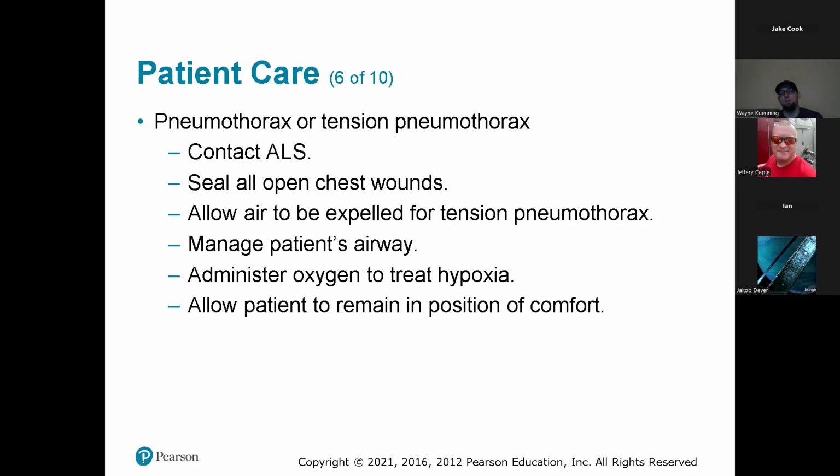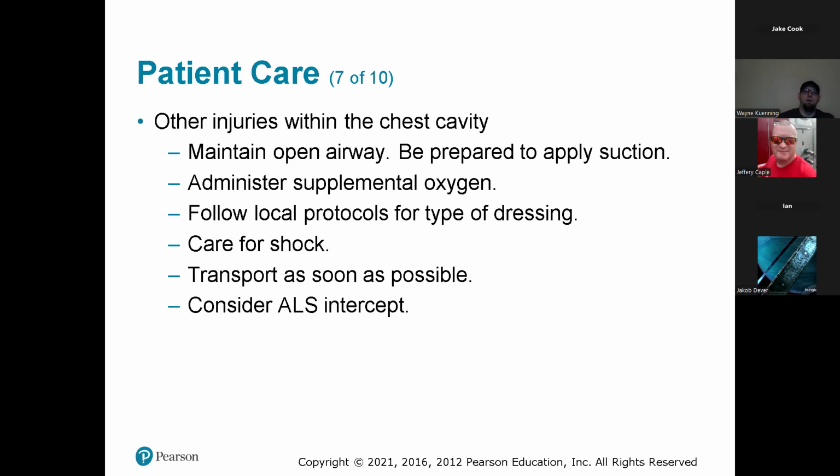Tension pneumothorax or pneumothorax: ALS is where this patient needs to live. Seal all open chest wounds. So we're going to put a chest seal on any openings in the chest. Allow air to be expelled for tension. Manage the patient's airway. Treat the patient's hypoxia with oxygen, and we're going to allow them to stay in the position of comfort. They're probably not going to find anything that's comfortable, but you can let them try.